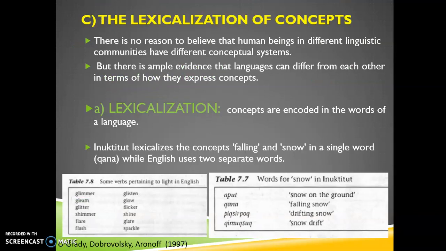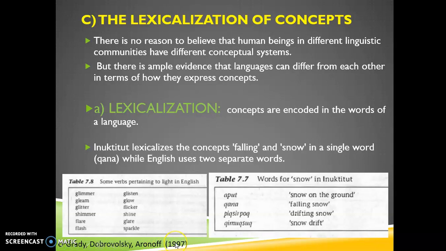Then we have lexicalization of concepts, okay? So the linguists try to think about the differences among languages and how each language lexicalized, let's say. There are concepts which are encoded in the words of language. For example, the Eskimos use lots of words to define snow or to define the color white. Or, for example, in English you have many verbs pertaining to light: glimmer, gleam, glitter.